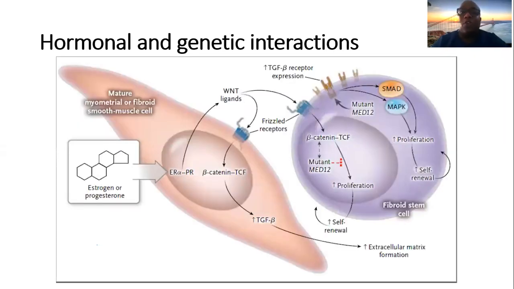So formation of fibroids is a very complex interplay between genetic factors and hormonal factors, especially estrogen and progesterone, and then the stimulation of the muscle and formation of these masses.